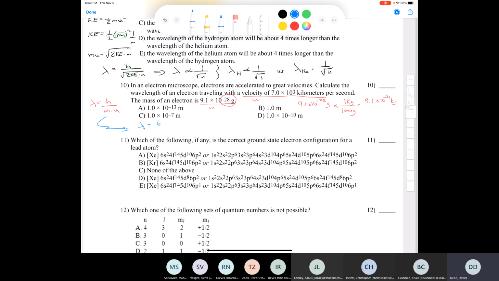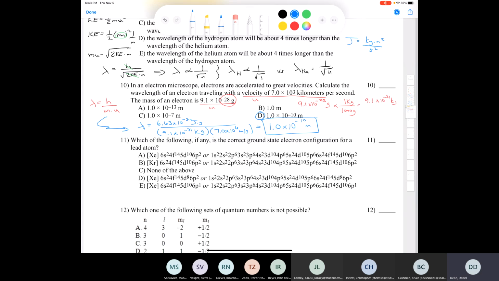Our wavelength is going to be equal to Planck's constant, 6.63 times 10 to the negative 34 joules times seconds, divided by 9.1 times 10 to the negative 31 kilograms multiplied by 7.0 times 10 to the 6 meters per second. Again, a joule is equal to a kilogram times meter squared per second squared. I'm not going to work all the units out here, but you can see how you end up with only the units of meters left over. And we get a wavelength that is 1.0 times 10 to the negative 10 meters. This is around the size of an electron, around 10 to the negative 10 meters.